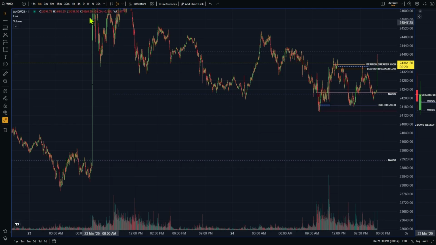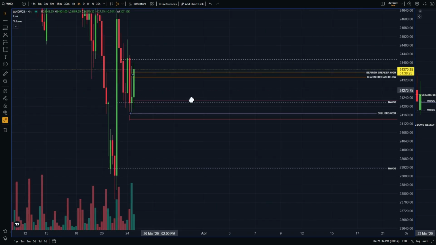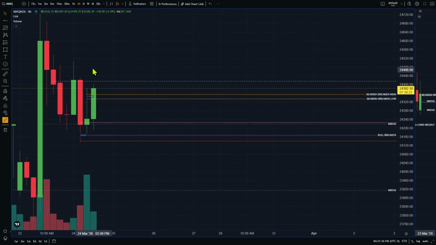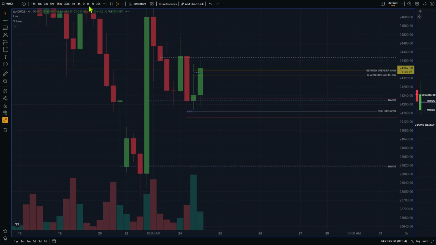If you're going to try to navigate that, I would put on a 4-hour chart and I would mark out the highs and lows of this 4-hour range. And I would not take a trade until one of these highs get taken. And then I just aim for the 4-hour low. But I digress. Let's look at the weekly chart.